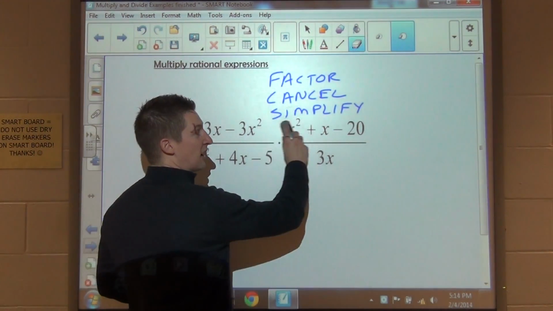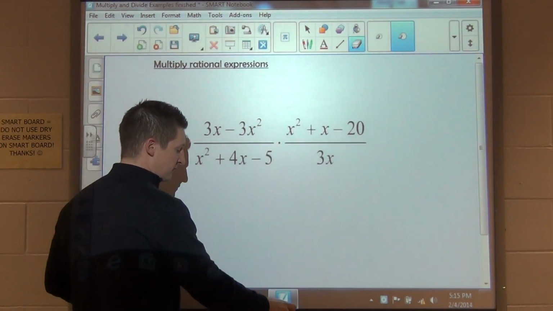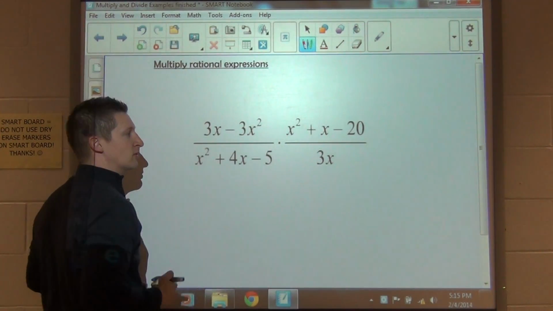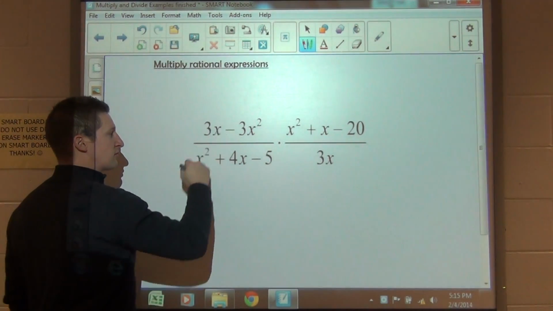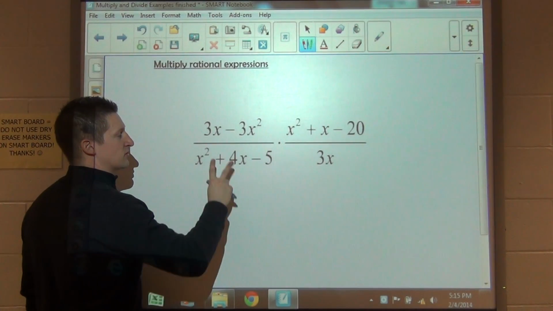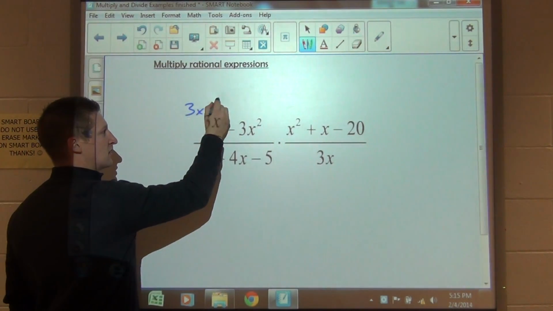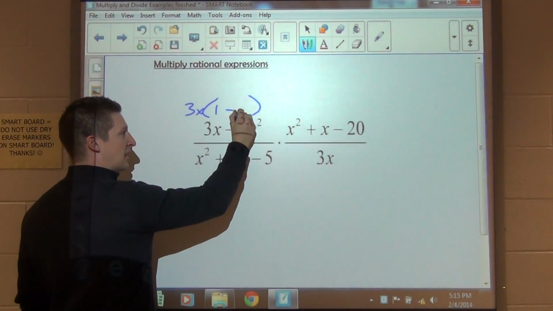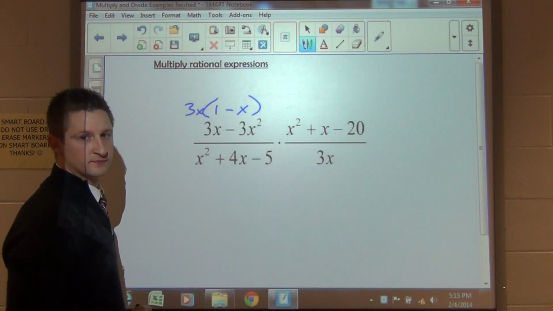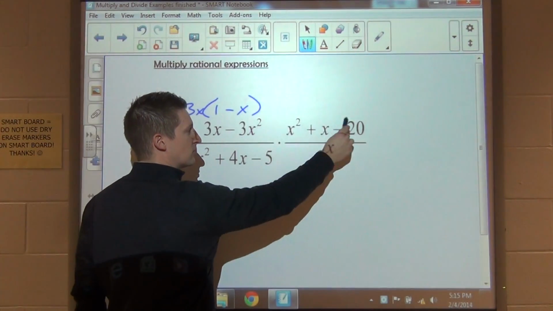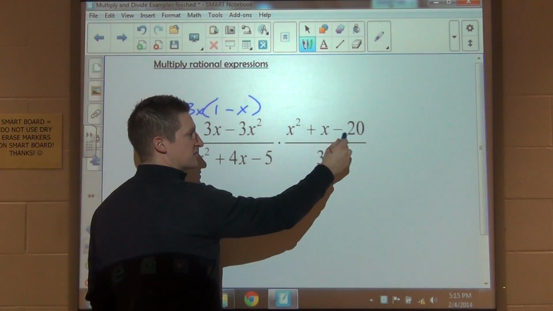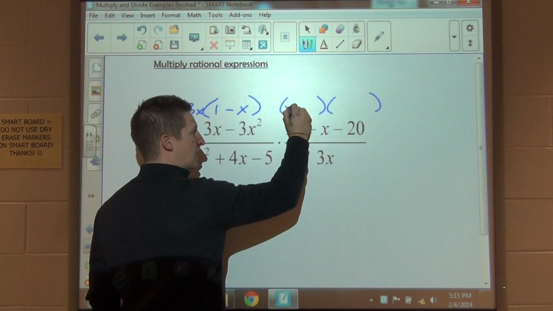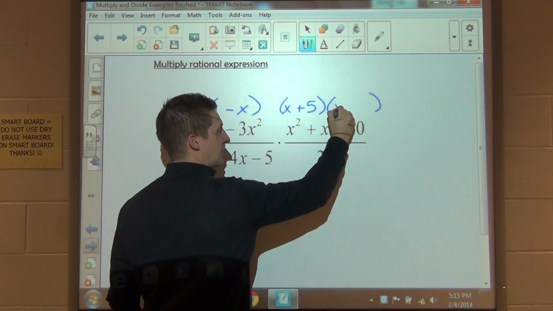So in order to multiply these two rational expressions together, I start by factoring each individual part of it. We'll start by factoring the numerator on the left. 3x minus 3x squared, two terms with a common factor of 3x. I'll factor out a common factor of 3x, which would leave me with 1 minus x inside of parentheses. Next, I'm going to factor the numerator of the fraction on the right. Well, x squared plus x minus 20 would factor into the two binomial factors, x plus 5 and x minus 4.